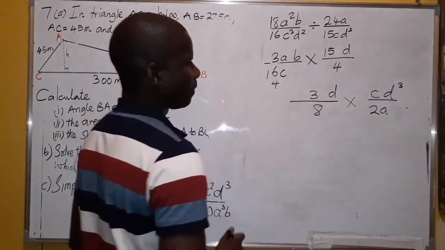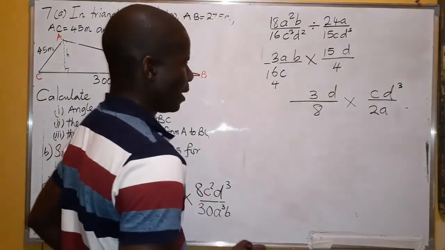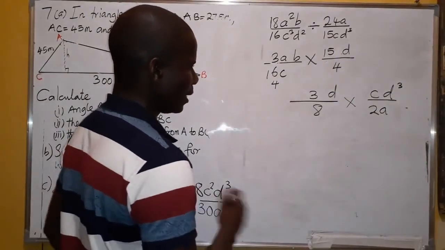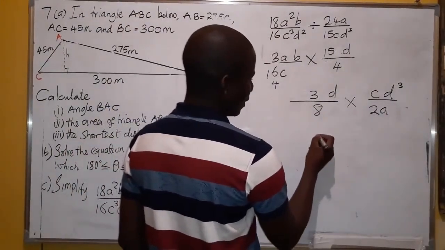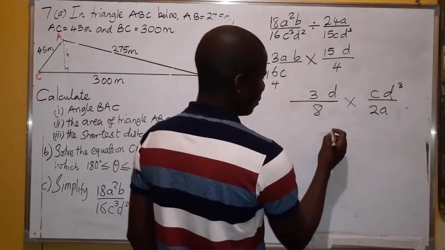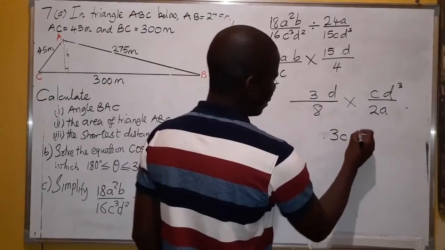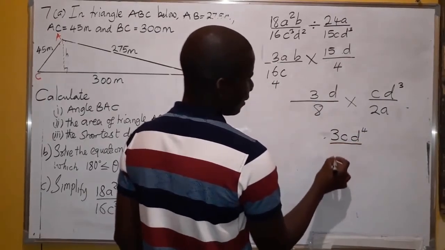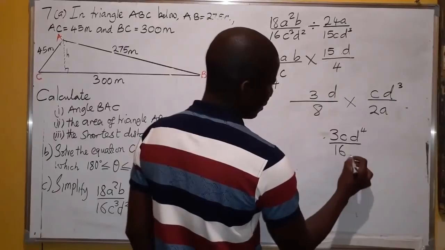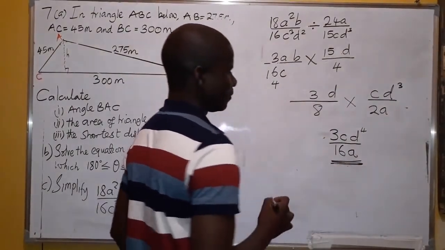Okay, do we still have anything that is common here? I don't seem to see any. So at this point we're going to multiply. So we have 3 c d to the power 4 over 16a. This is what I'm getting.